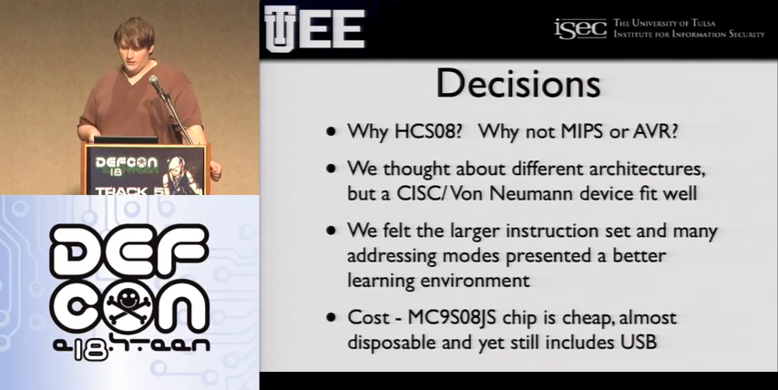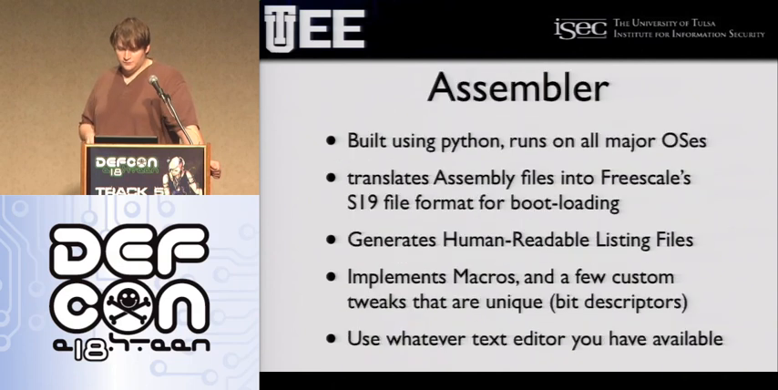It's got a lot of instructions and a lot of addressing modes. And of course, again, the design decision came back to the chip that we've got is ridiculously cheap. It's almost disposable. We were expecting students to fry the chip and need a replacement, and it'd still be cheap to fix. The assembler we've written is written in Python, and you can download it off the website.